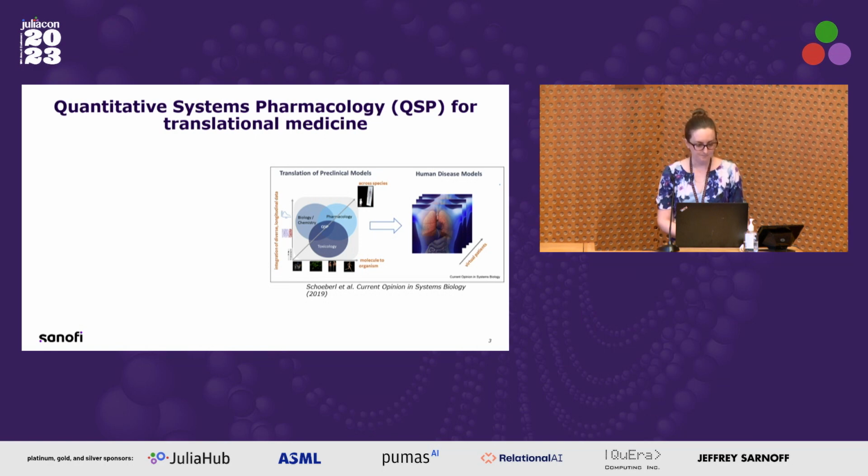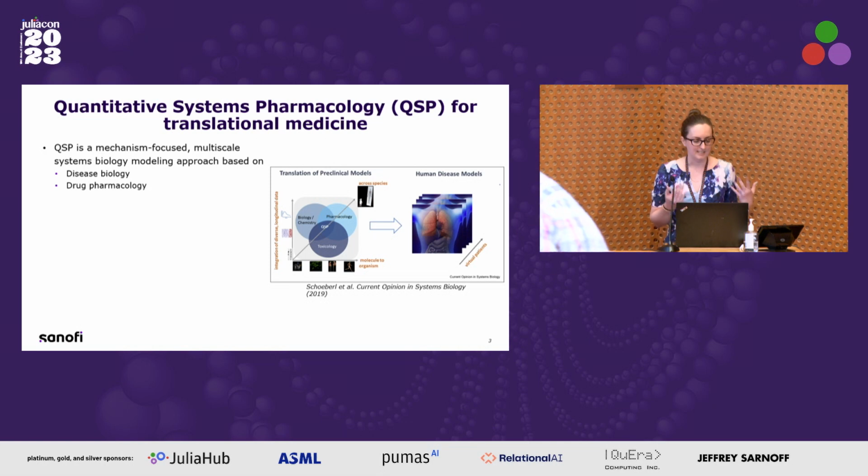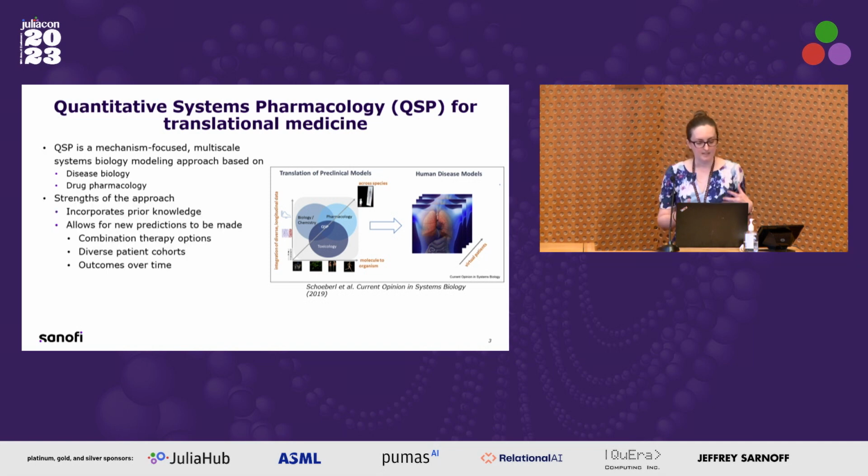So we've already had another speaker talk about QSP, but a little more background on it. It's a mechanism-focused, multi-scale systems biology modeling approach that's based on disease biology and drug pharmacology. The strength of the approach is that it incorporates a lot of prior knowledge from multiple scales, from in vitro to clinical level data, as shown in the figure. And this allows for new predictions to be made. So you can look into things like combination therapies, diverse patient cohorts, and make predictions about outcomes over time.